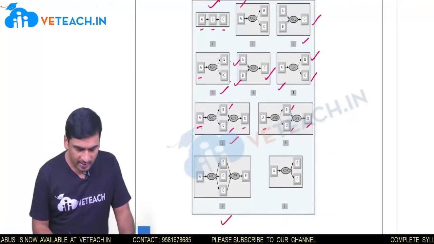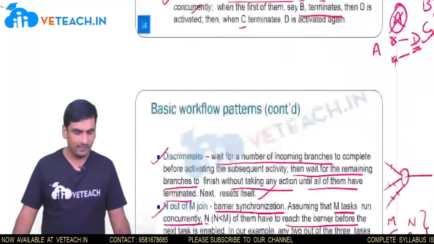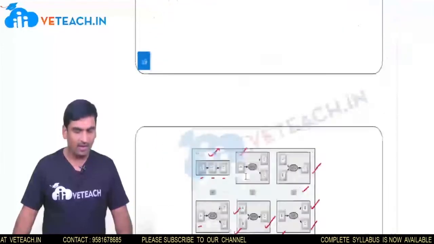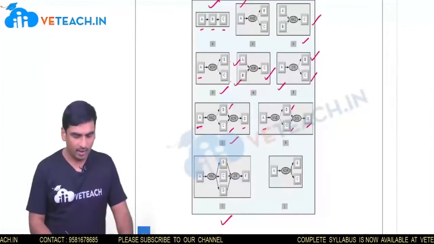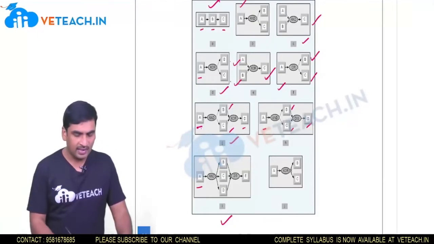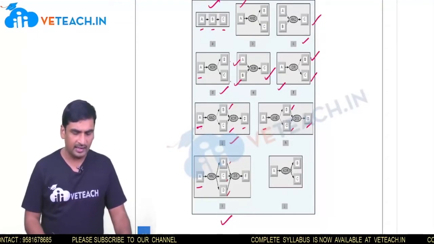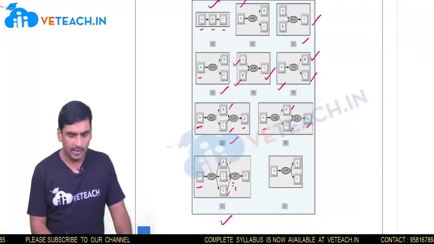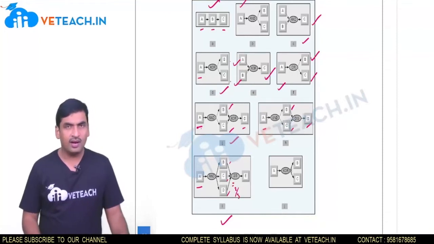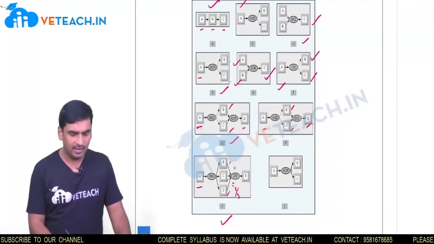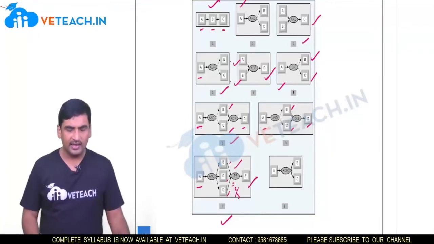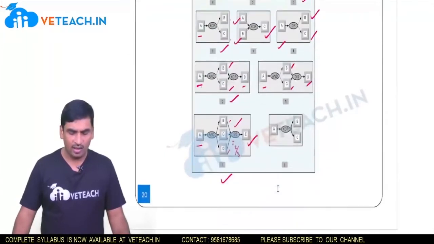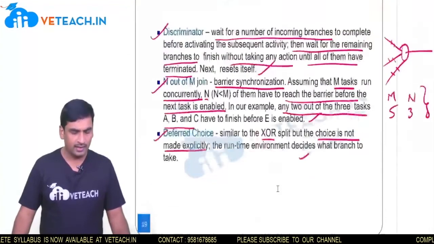Now here in this example, discriminator, N out of M join. A gets terminated, where B, C and D have taken their choice, out of which 2 have to be completed, 2 by 3. Out of which 2 have to be completed, that is listed out here, then E gets activated. And then the last one, A XOR B or C.